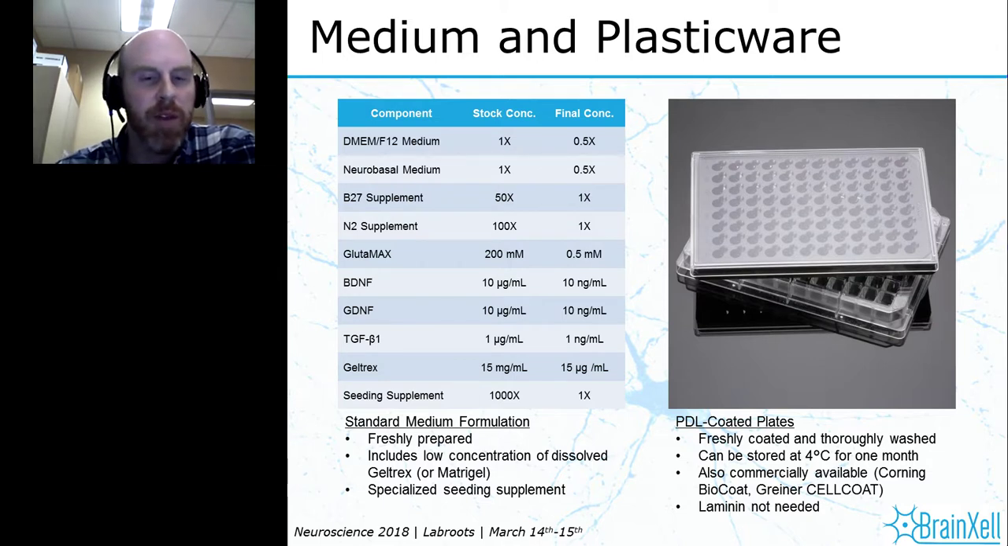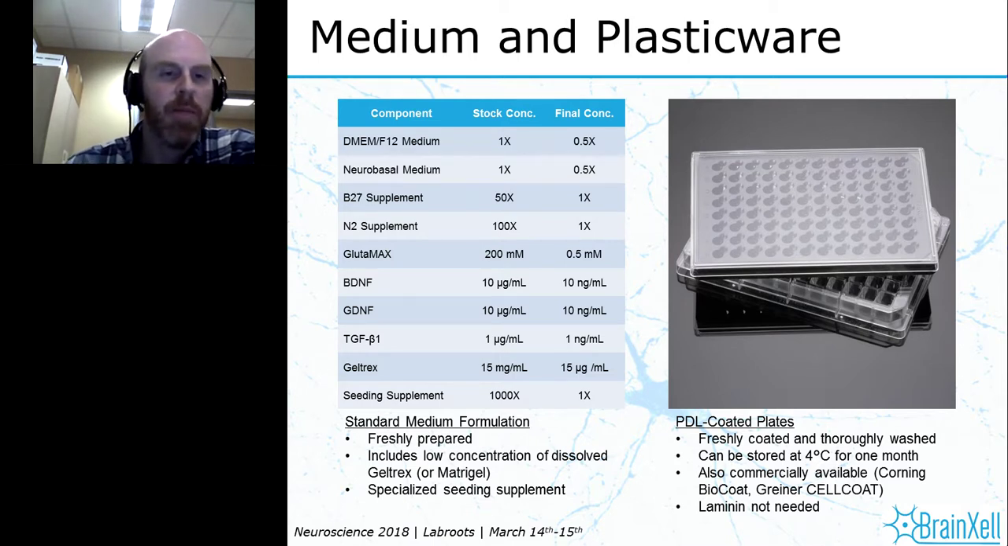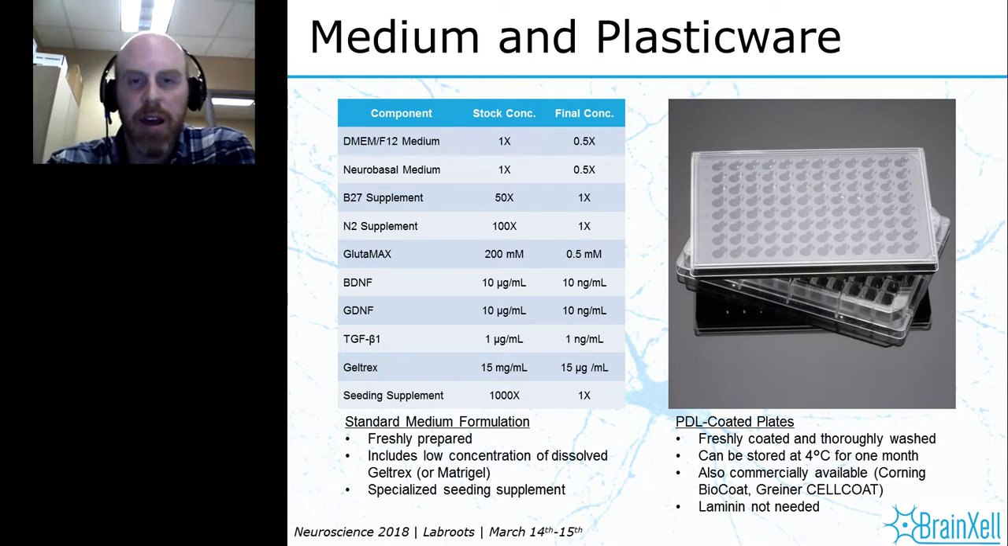Our medium that we use is presented here, and this is really just for reference. If you have this, you can get the slides later and have a look. This is also available on our website. A few things I want to point out is that it's best to have the medium freshly prepared. And in our protocol, we use a small amount of Geltrex or Matrigel dissolved into the media itself. And we found that provides better adherence for the neurons and also improves neuronal outgrowth, or neurite outgrowth, I should say. And provided, at least from us, with our cells is a specialty supplement that helps with maturation.